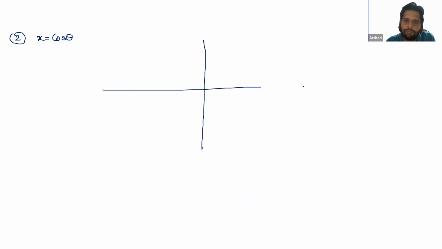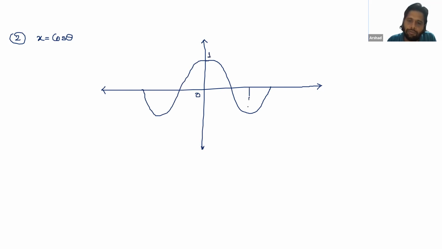Next, we will do the second one, which is x is equal to cos theta. Okay. I hope you remember the graph of this cos theta. So it starts from here like this, like this. So for 0, it is 1. For pi, it is -1. Okay, and so on. So who can tell me the domain of this?